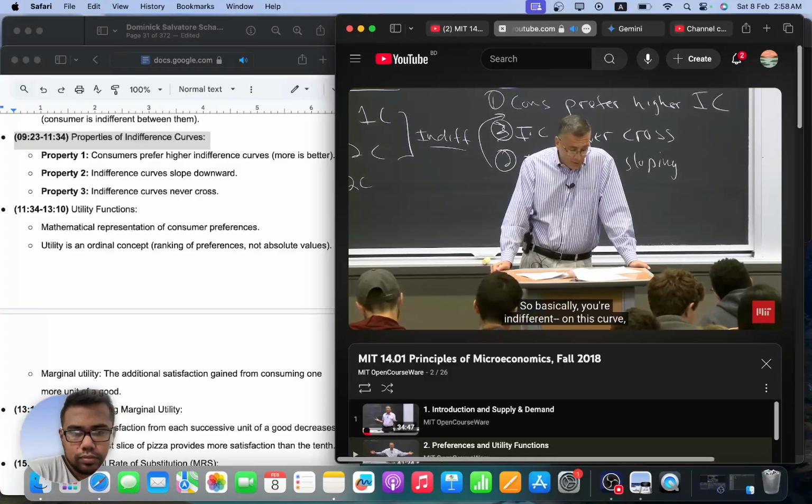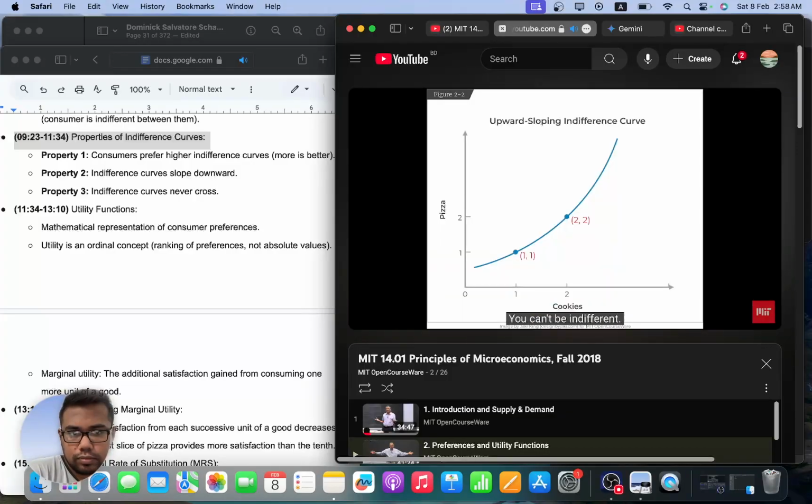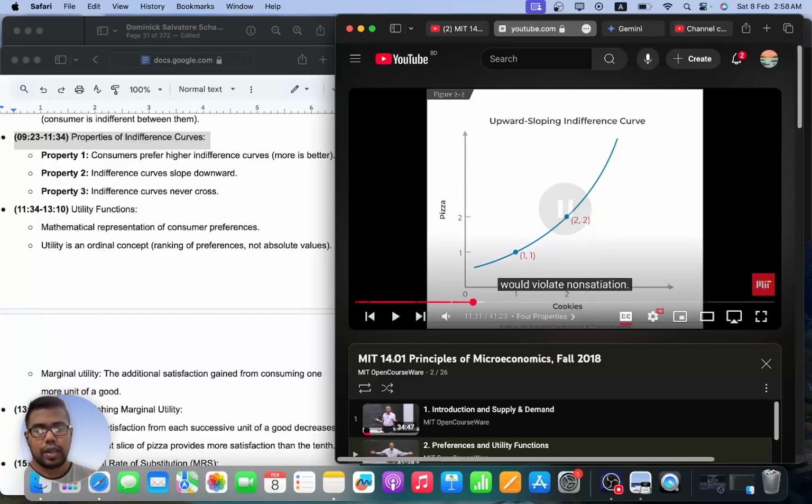Exactly. So basically, on this curve, you're indifferent between 1 of each and 2 of each. You can't be indifferent. 2 of each has got to be better than 1 of each. So an upward sloping indifference curve would violate non-satiation. Two of this would be better than 1 of this. This makes much more sense, because more is always good. So this is the principle of non-satiation.